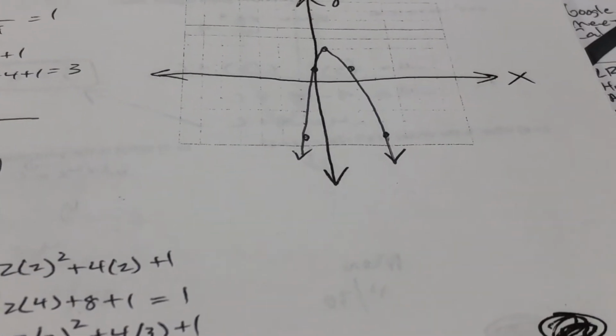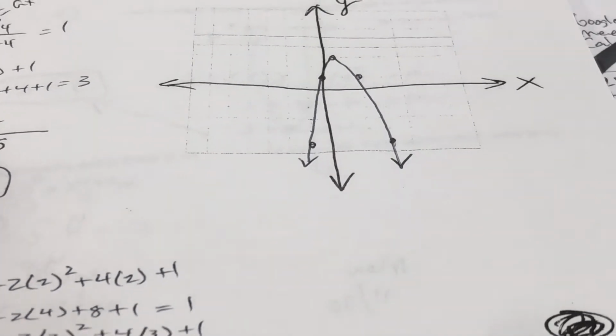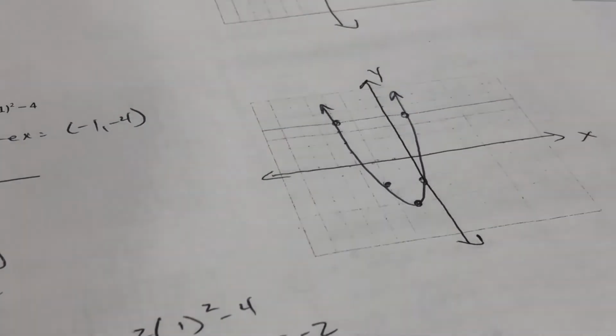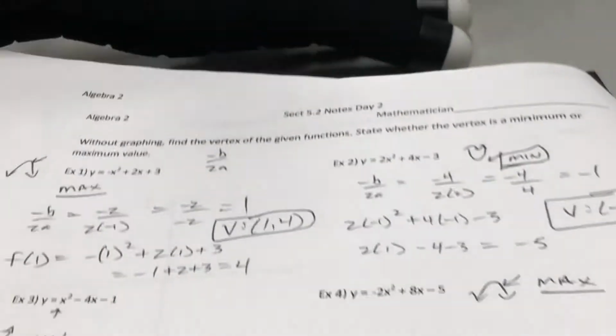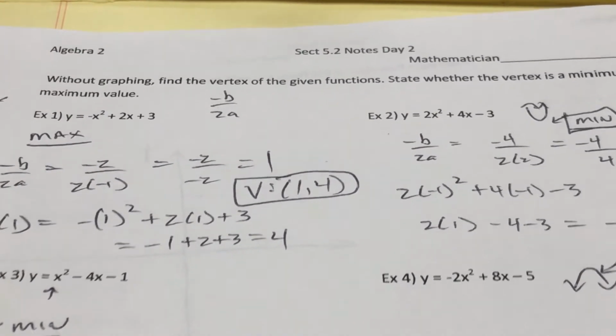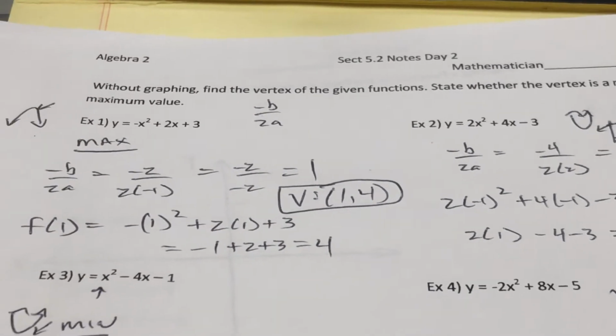It makes the igloo again because I had a -x squared. When you have a -x squared, it makes an igloo. It has a max. When you have a positive x squared, it makes the u. It has a minimum. And that is important to know for literally this next page. It says, without graphing, find the vertex of the given functions. State whether the vertex is a min or a max.